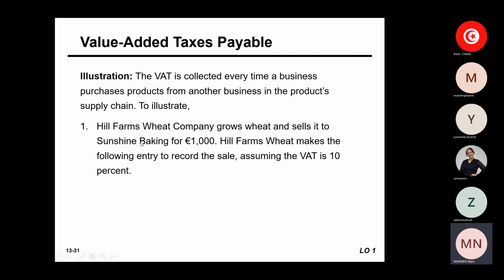We have Hill Farm Wheat Company that grows wheat and sells it to Sunshine Baking for 1,000. Hill Farm Wheat makes the following entry to record the sale, assuming the value added tax is 10%. So here, if we assume that we have 1,000 of sales, and value added taxes of 10%, then as Hill Farm Wheat, I will collect 1,100. So of course cash will be debited for that amount. I still should record revenue. So revenues will be only 1,000, and 100 will be recorded as value added taxes payable.